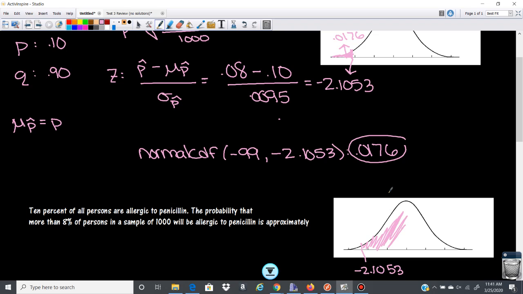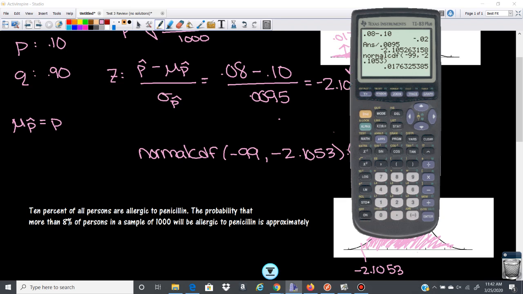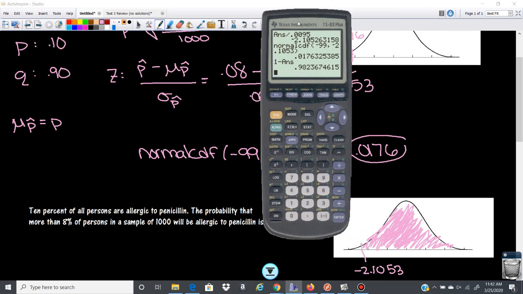So really, you could just take this amount and subtract it from 1 to give you the rest, or you can put it in your calculator. We can do either one. So let's do both, just so you can see here. Because if this 0.0176 is this way, the rest of it should add up to 1. So 1 minus my answer. So I should get 0.9824.